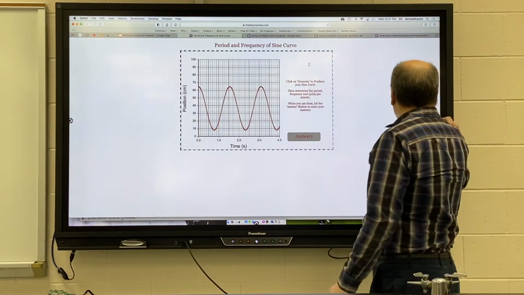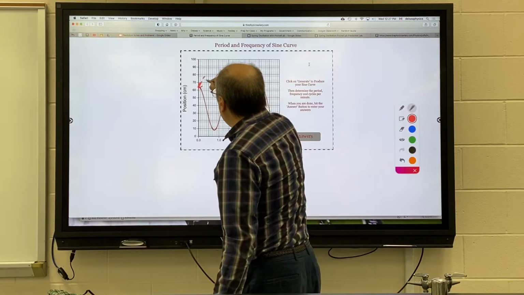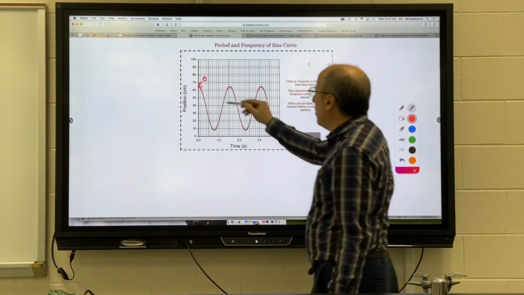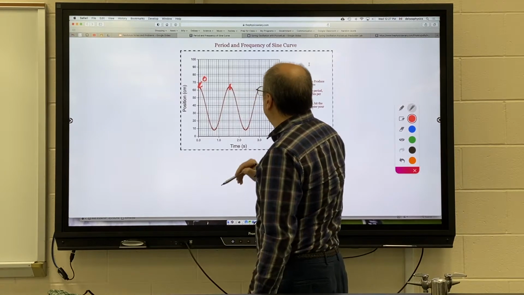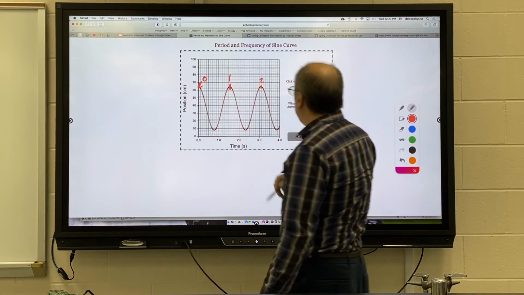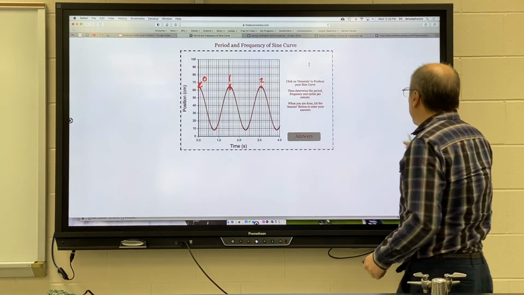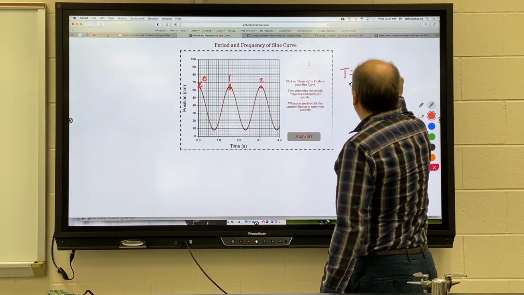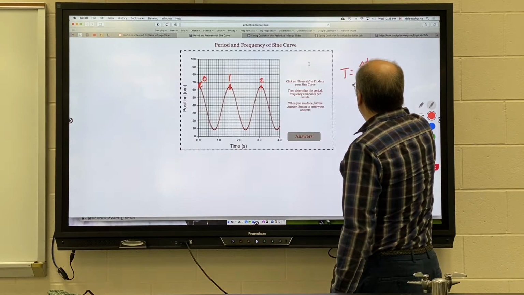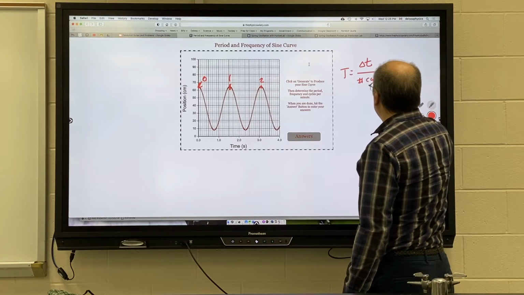So when you do this, remember to start out at 0. When you get back through a complete cycle, that'll be 1. Another complete cycle will be 2. You want to count as many cycles as possible. To find the period, you do the change in time divided by the number of cycles.